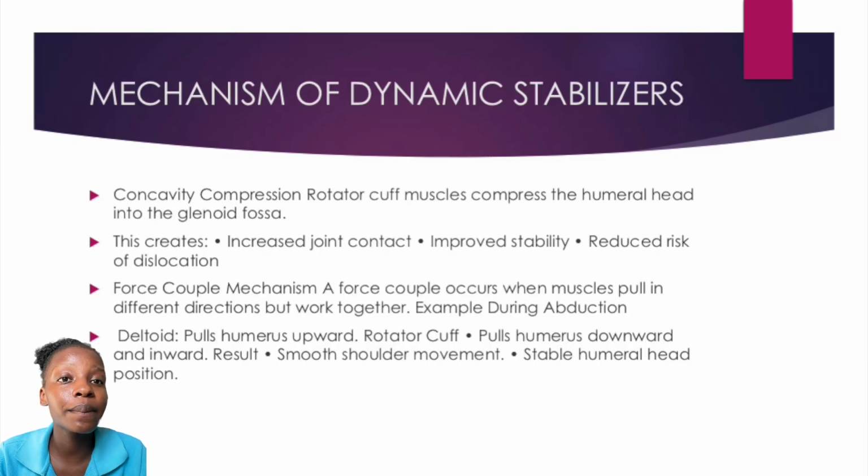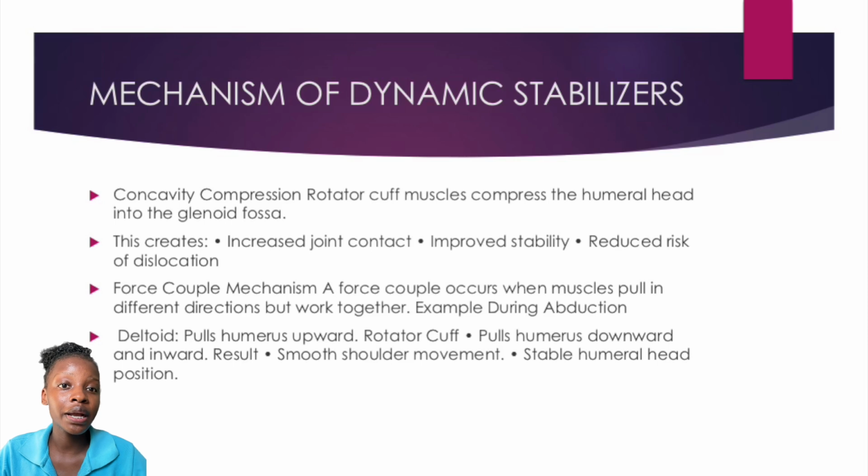Lastly, we are going to look at the mechanism of dynamic stabilizers. Concavity compression: the rotator cuff muscles compress the humeral head into the glenoid fossa. Hence, this leads to creation of joint contact, improved stability, and reduced risk of dislocation.